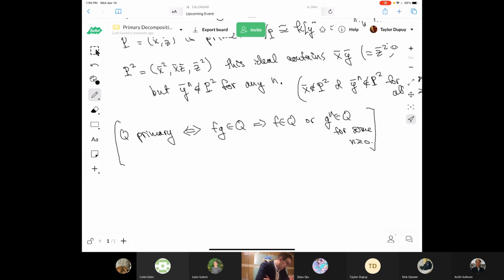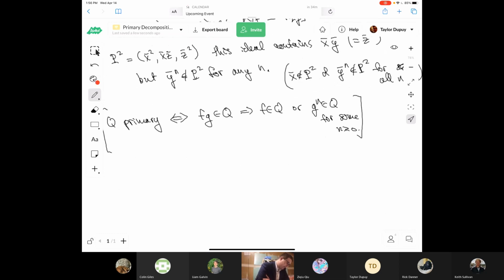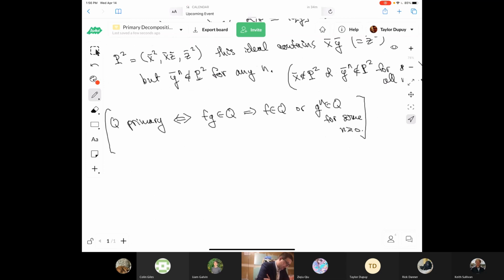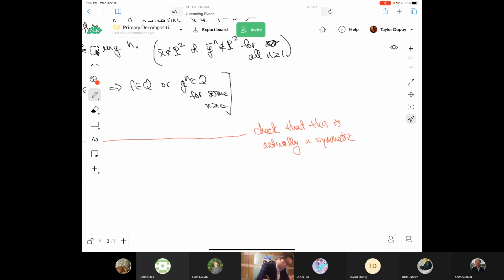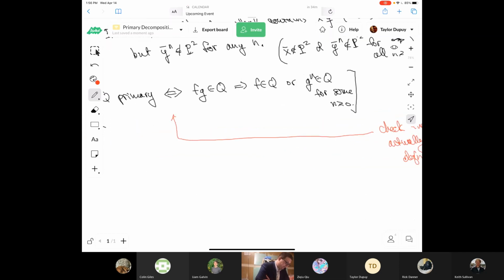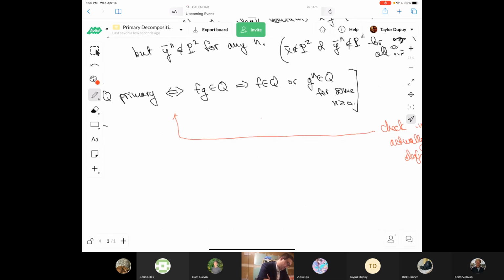Right. The reason I always get tripped up in this definition. Okay, so here's a good exercise, right? If you've never done this, check that this definition is actually symmetric. Meaning that you could have done this either way.